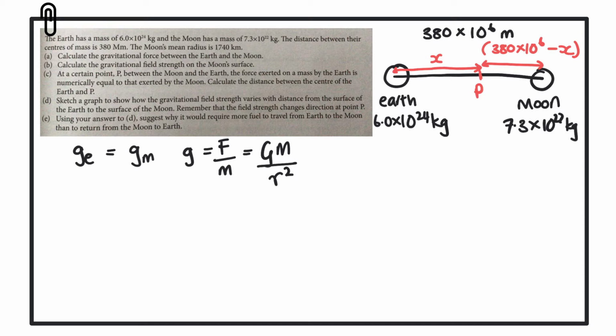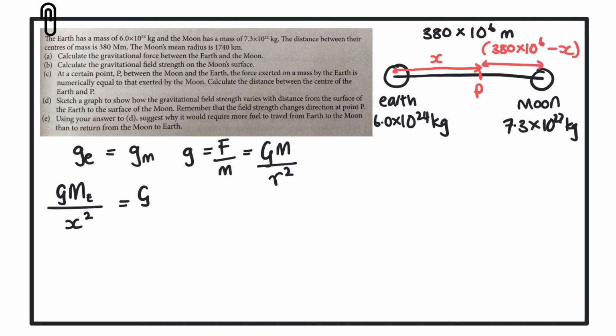So if we take that equation and apply it to the first equation that we looked at, that is the gravitational field strength of the Earth is equal to the gravitational field strength of the moon, then our equation changes so that we have G times the mass of the Earth divided by the separation squared. Now the separation between the Earth and point P is given as x. So therefore we have in the bottom line x squared. That is equal to the gravitational field strength due to the moon.